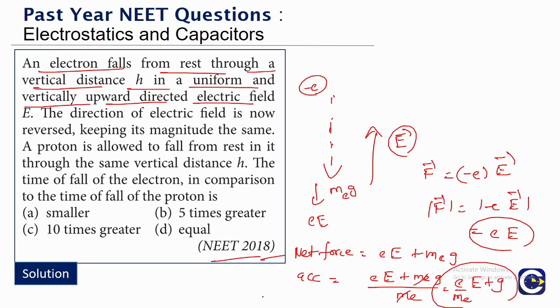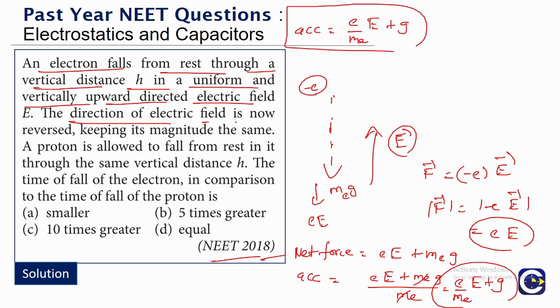Small e, small e is what? Basic charge. Small e into capital E, where capital E represents the electric field strength, divided by mass of electron, plus g. So let us keep it. The downward acceleration is what? Small e by mass of electron into capital E plus g. Okay.